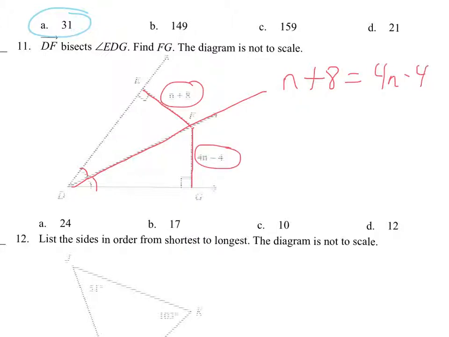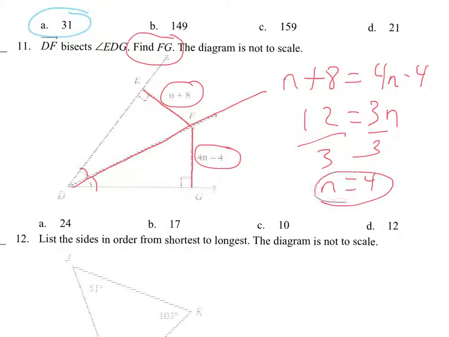Subtract n from both sides, add 4 to both sides, and you end up with n equaling 4. But we're not done because it says to find FG, so we're going to plug 4 back into FG, which is the 4n minus 4. So 4 times n, which we found to be 4, minus 4. So 16 minus 4 is 12, D.